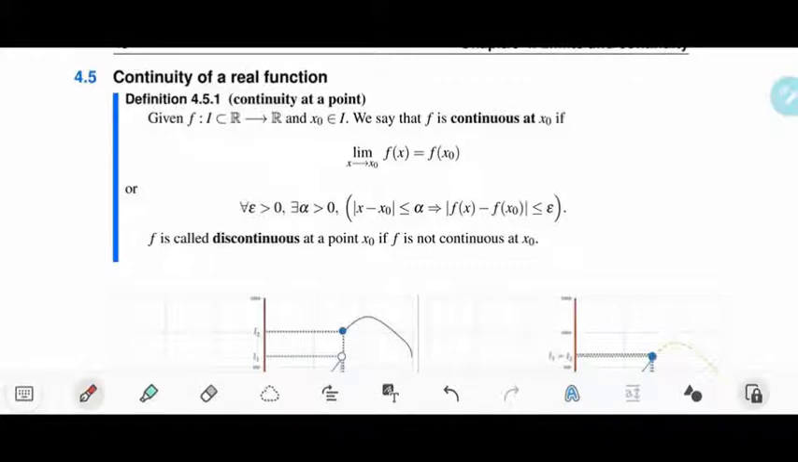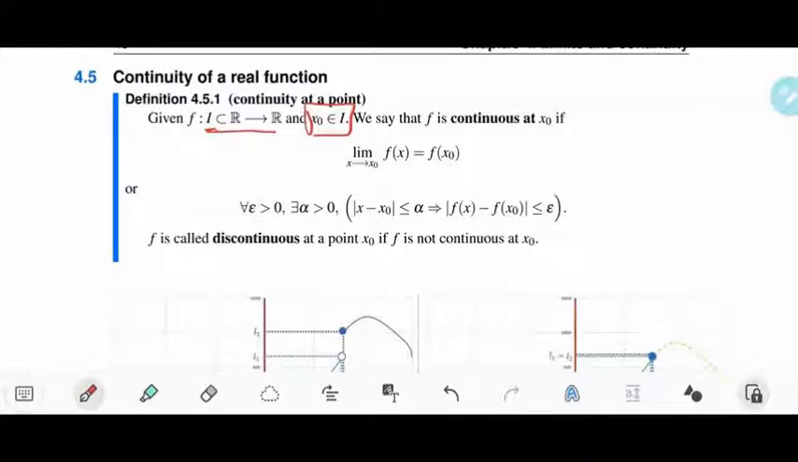Hi, we continue this chapter talking about the continuity of a real function. We define the continuity of a function at a point by the following. If f is a function defined on I, that is included in R of course, taking values in R, and if x0 belongs to I, this is very important, then we say that f is continuous at a point x0 if the limit of f(x) when x tends to x0 is equal to f of x0.